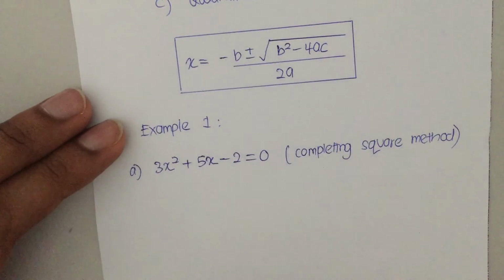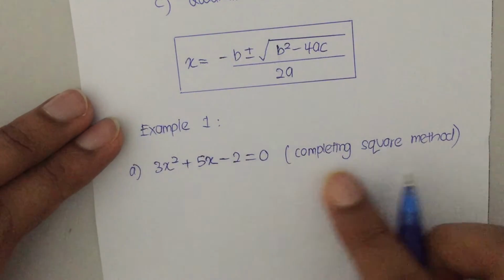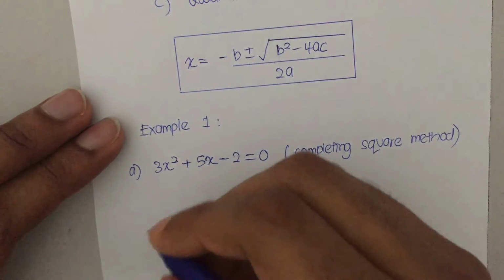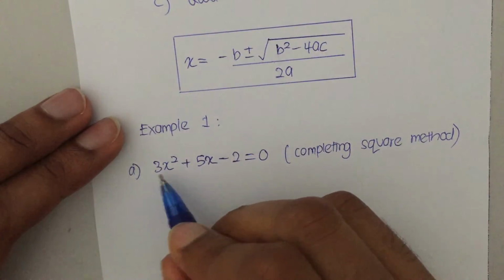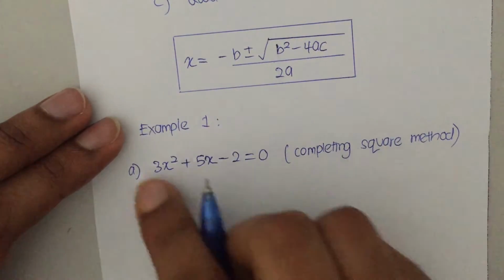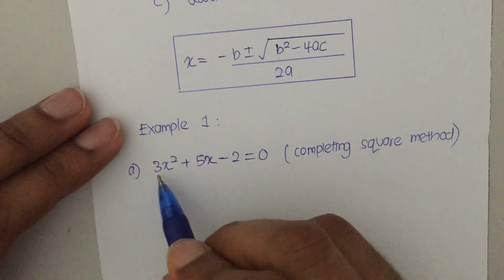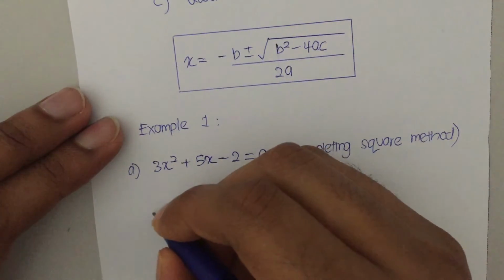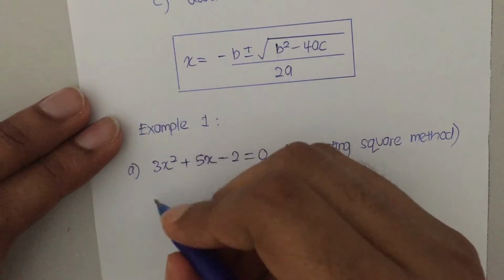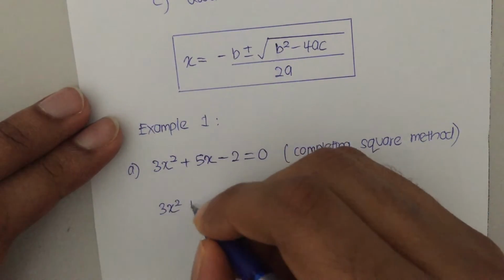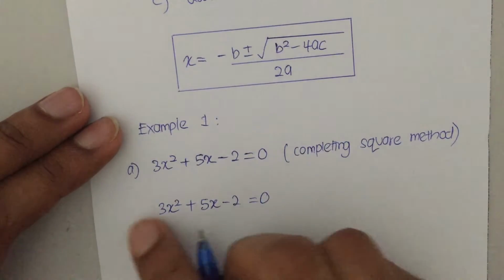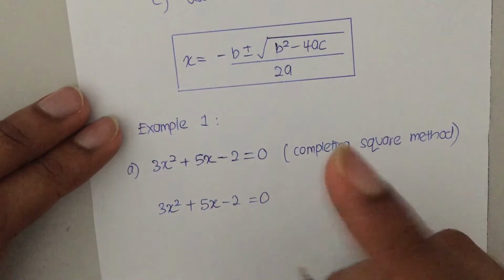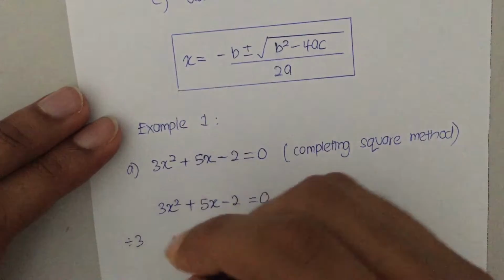Whenever you come across the completing the square method, the first step is to divide the whole quadratic equation by the a coefficient. In this case, the a coefficient is 3. Let me just rewrite this quadratic equation: 3x squared plus 5x minus 2 equals 0. Divide the whole quadratic equation by a, which in this case is 3.